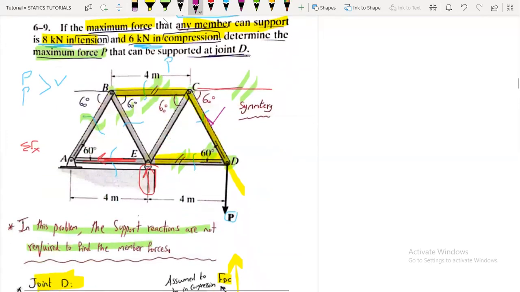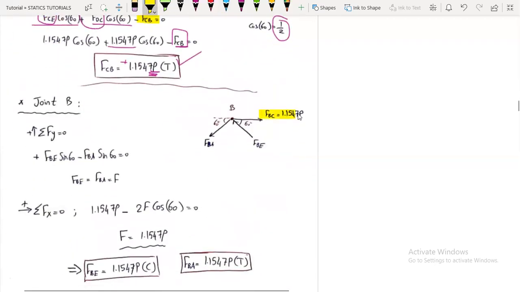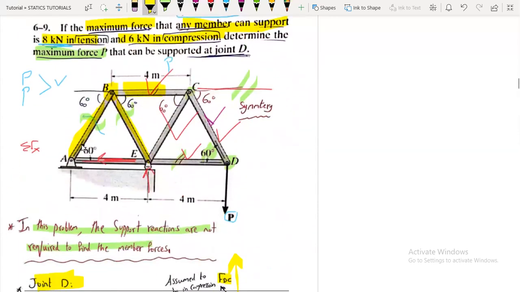Now moving on to joint B. Now we are done with this force, this force, this force, and this force. So now at joint B, we can find FBE and FBA. And we have this force that we have found, FBC. Here FBC, we have found it to be a tensile force 1.1547 P, and we have FBA and FBE. I have assumed FBE to be a compression force and FBA to be a tensile force. And here the angle is 60, the same thing.